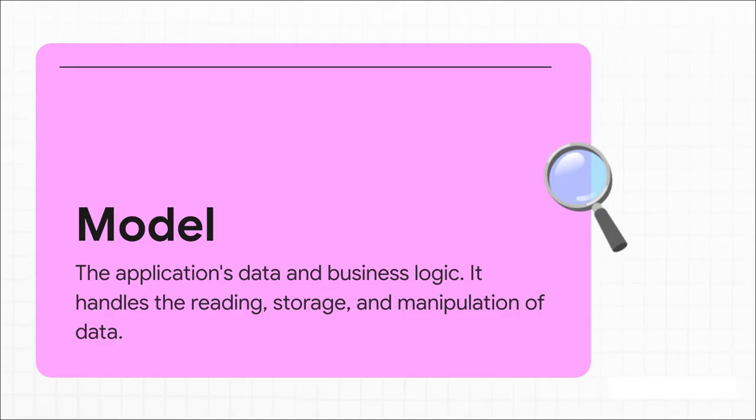This blueprint started by separating out the brains of the operation, what we call the model. The model is all about the data and the business rules. So if you're on a shopping site, the model is what handles the product prices, what's in stock, that kind of stuff. It has no idea what the Add to Cart button looks like. It just manages all the information behind the scenes.